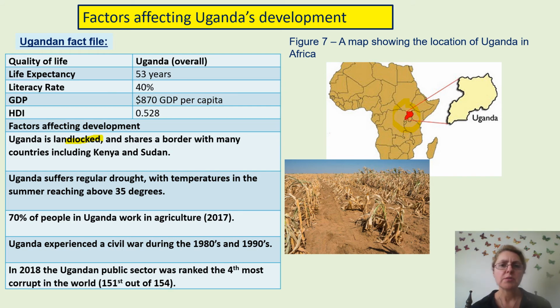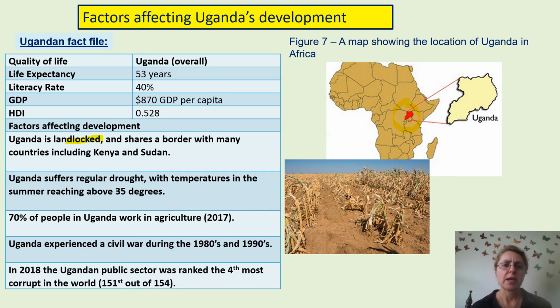It's important to note that this factor alone is not a reason for limited development. For example, Austria in Europe is highly developed with a very high HDI of 0.908. So there must be other things that are affecting Uganda's development.